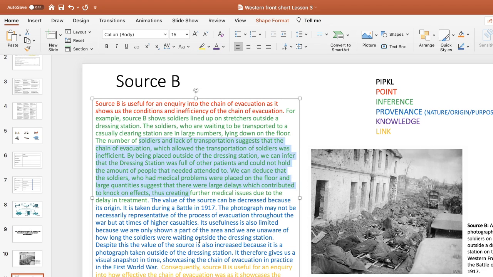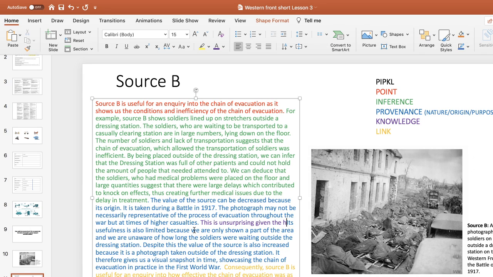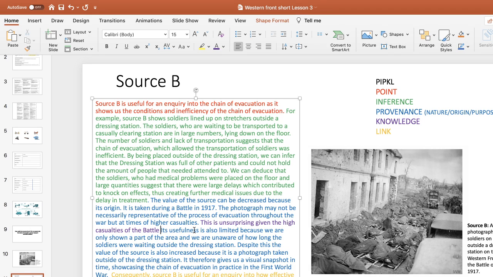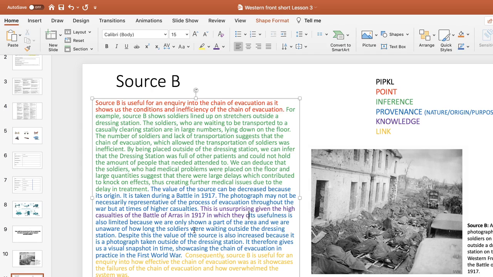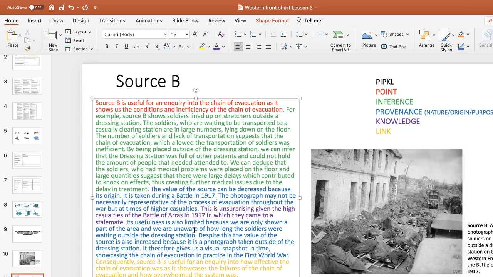But if I was to add knowledge, I would make sure that I'm putting it somewhere where it is relevant. So I might put it in here and say, this is unsurprising given the high casualties of the Battle of Arras in 1917, in which they came to a stalemate. Something that is relevant. There's no point just plugging in random knowledge. You need to really make sure it matches up to what you are talking about.